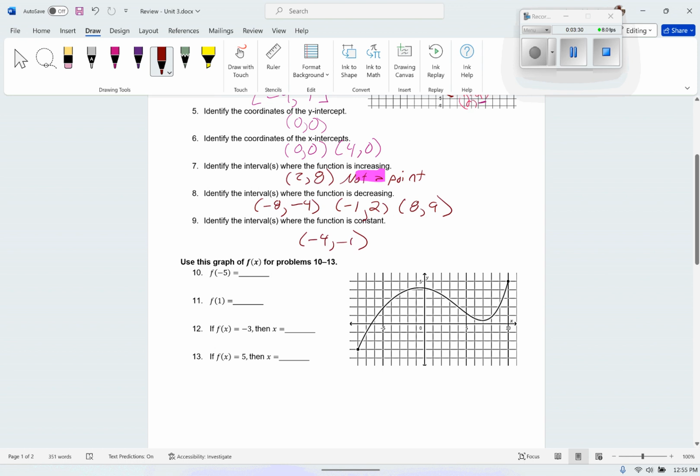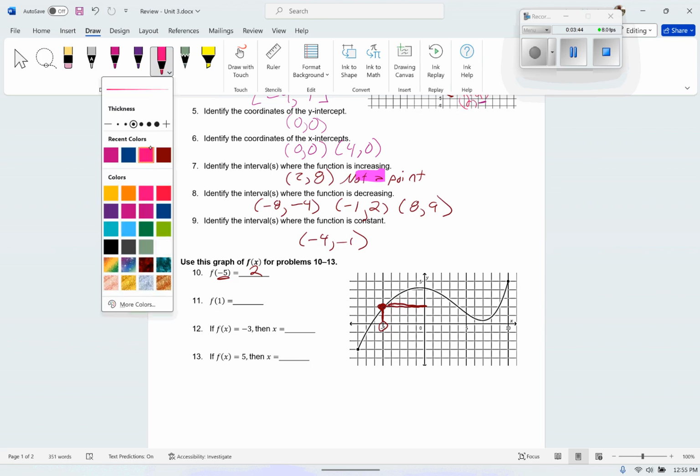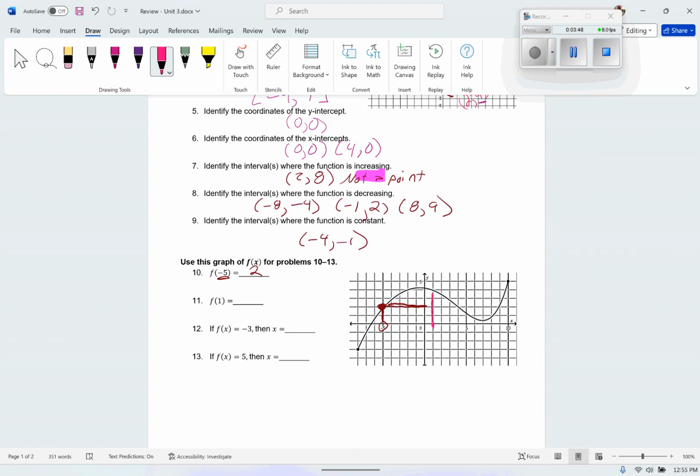All right, so f at -5. See this -5 here? So I'm going to find the -5 here. I'm going to go straight up. So what does that appear to be? That appears to be 2. And then if I want to find f at 1, 1 is right here. So I'm going to go straight up. It goes right there. That looks like it's 1, 2, 3, 4 in the y direction.